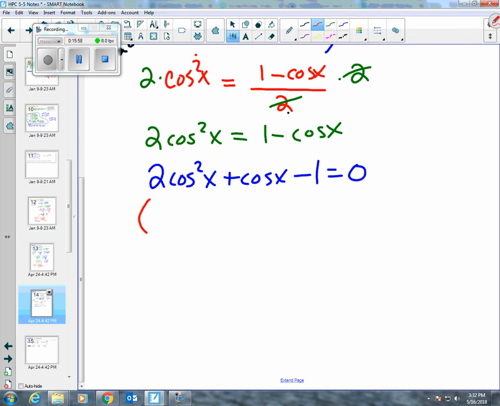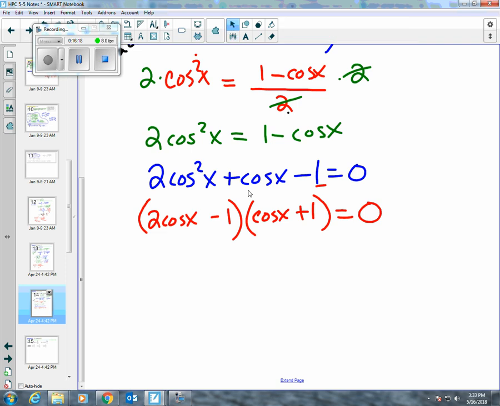Okay, and then we're going to go ahead and factor. So we got 2 cosine of x, and then looks like to get a negative 1, we need 1 and 1, and I think we want the plus here and the minus there. Check your OI. Outsides you get positive 2, insides negative 1. That definitely adds to 1. All right, so let's set these equal to 0 and solve.